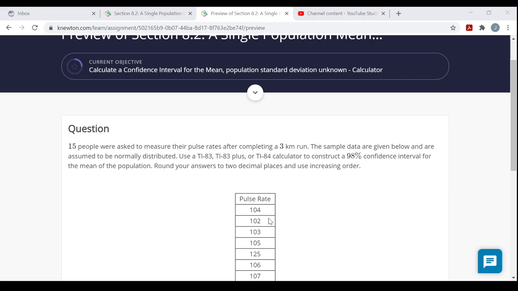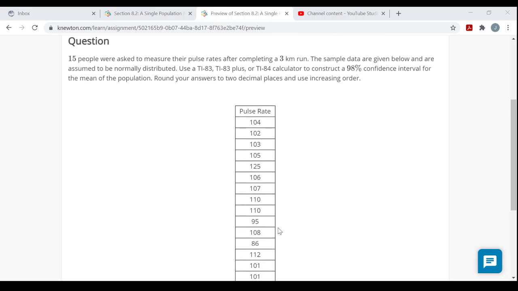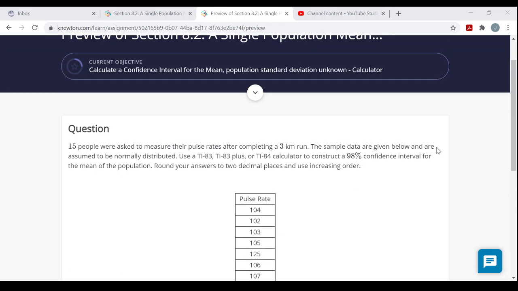So these are all 15 of these people's pulse rates after a run, and they are assumed to be normally distributed. That's important if you're going to be using a t-distribution. Remember, t-distribution, normal, pretty close. They're both symmetrical and bell-shaped. It's just that the t-distribution depends on your sample size. You have so many degrees of freedom.